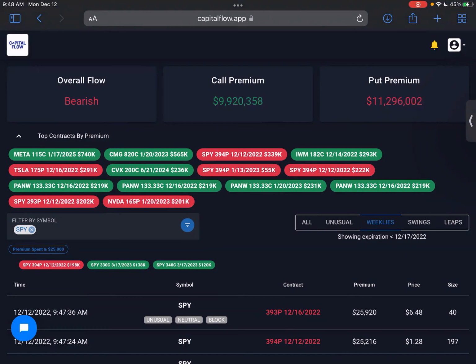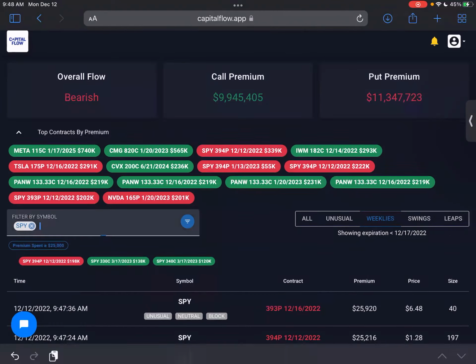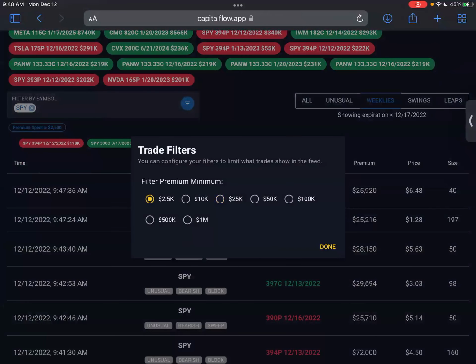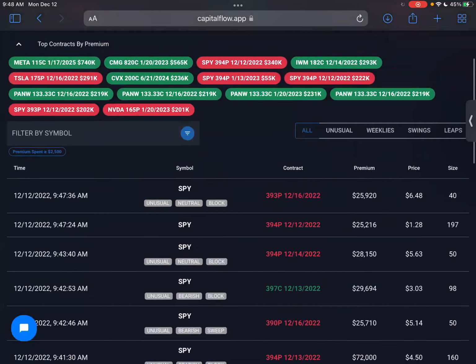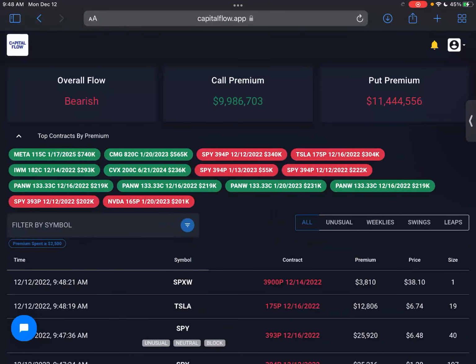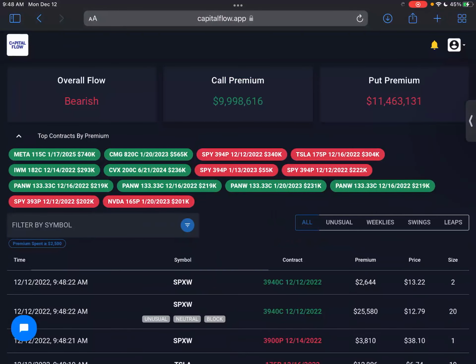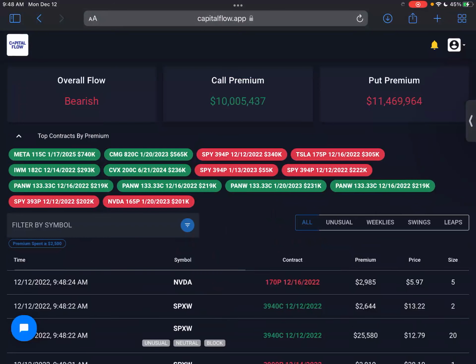So what I usually do is zoom out, and then I'll take a zoom-in approach, right? When I say zoom out, I just mean reset everything to the default. So, no symbol, minimum premium is at 2,500. Right now you're pretty much seeing everything, so we're going to check the overall flow.